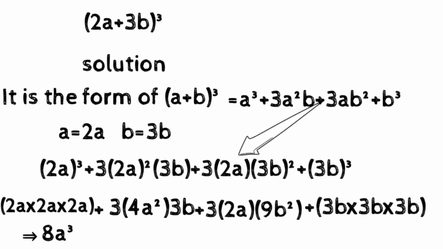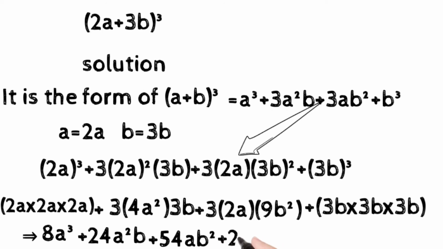And 3b cube means 3b is multiplied three times, 3b multiplied by 3b multiplied by 3b. Then 2a multiplied by 2a multiplied by 2a becomes 8a cube. Then 3 4s are 12, 4 3s are 24, a square b. Then plus 3 2s are 6 and 6 9s are 54, ab square. And then plus 3 3s are 9, 9 3s are 27, b cube. So here we got the answer.